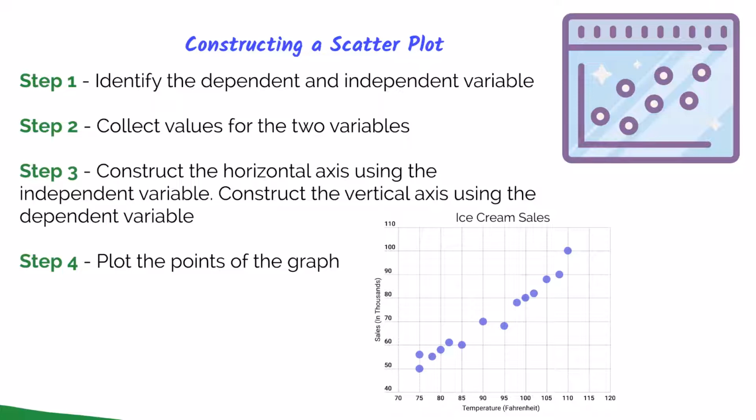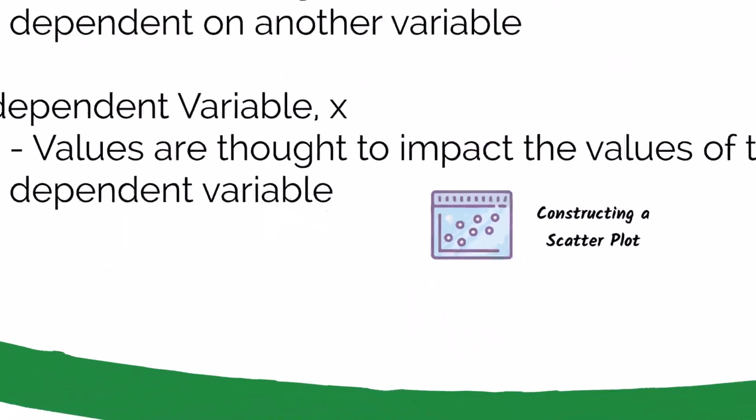In step 4, we take the actual data and plot the joint values in this x and y space. So for example, when the temperature is 80 degrees and getting warmer, ice cream sales is 59,000. So we put a dot at the intersection of 80 on the x-axis and 59 on the y-axis. Once we plot all of the dots, we can see here it looks like there's a positive linear relationship between temperature and ice cream sales.